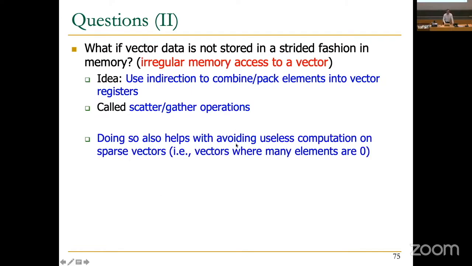Doing this also helps with avoiding useless computation on sparse vectors. Basically, if you have a vector with 1 billion elements, and only 3 of them are non-zero, it doesn't make sense to go through all 1 billion elements and do operations on them, right? Assuming that 0 doesn't contribute to your computation, which is not the case in most cases. Multiplication, for example, 0 is useless, right? You gather only those 3 elements, pack them into a vector register, and operate only on those 3 elements. That's the idea, basically. And then you scatter them back to memory where they were supposed to be. So this could be extremely advantageous in those situations, as you can see, right?